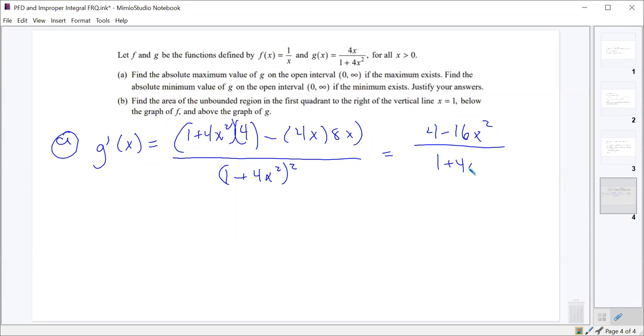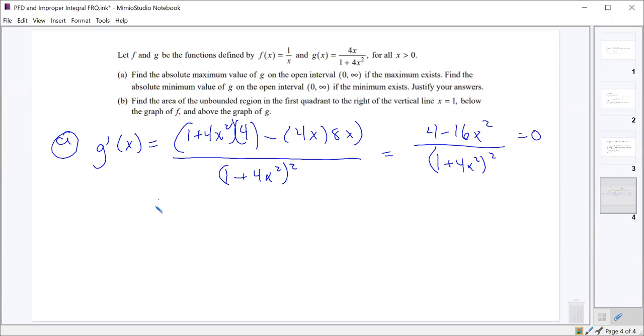Over 1 plus 4x squared. And we know that nothing's going to make our denominator equal 0, so it's never going to be undefined, because 1 is positive and 4x squared is positive, and positive plus positive is positive, and any positive squared is definitely not 0. So clearly the denominator is never 0. Anything that would make that 0 anyway would make the original function undefined, so we don't need to worry about that. So we'll just set the numerator equal to 0.